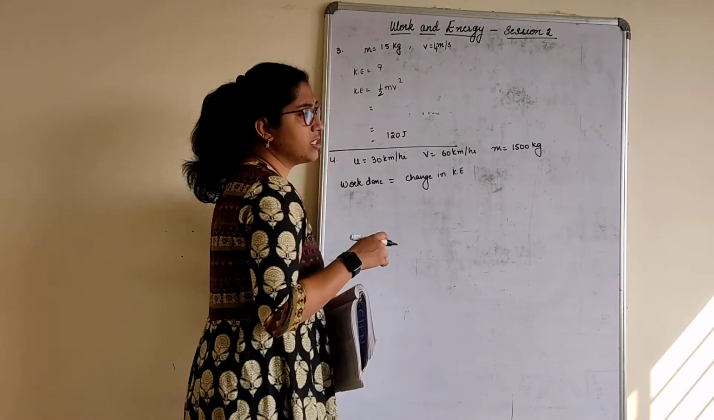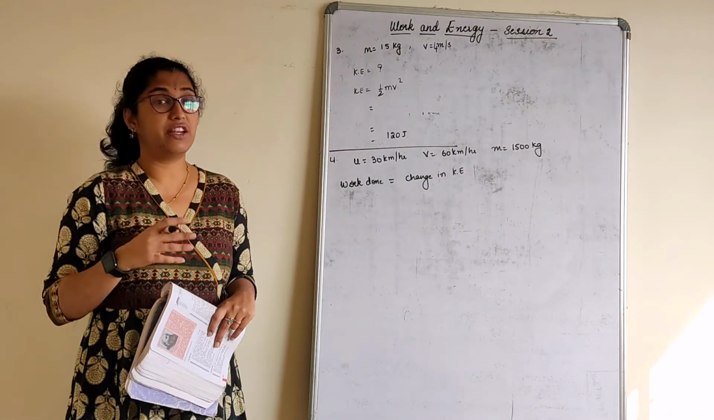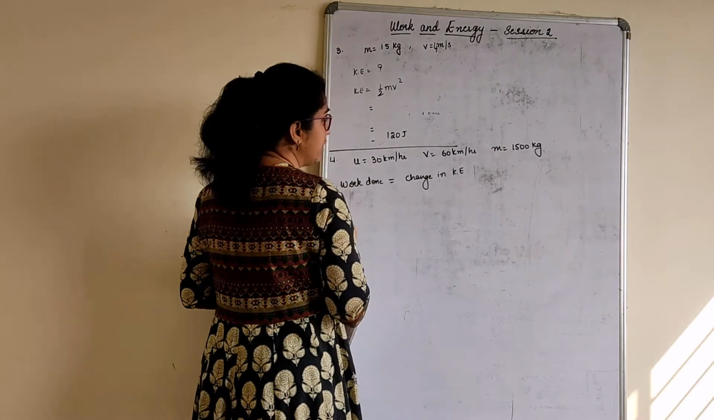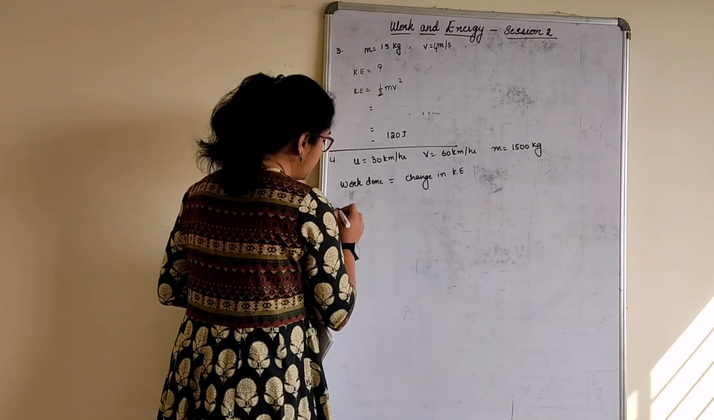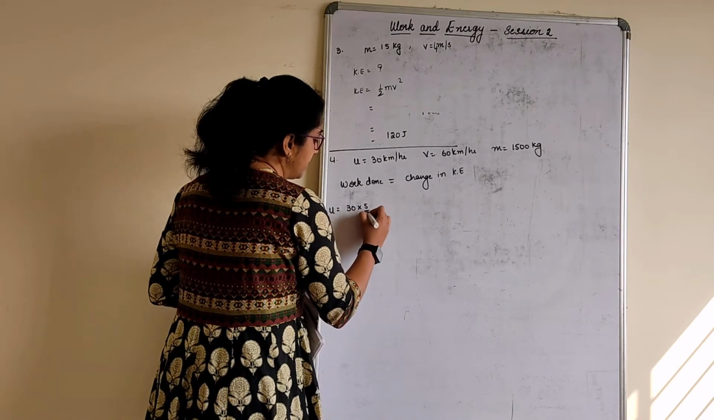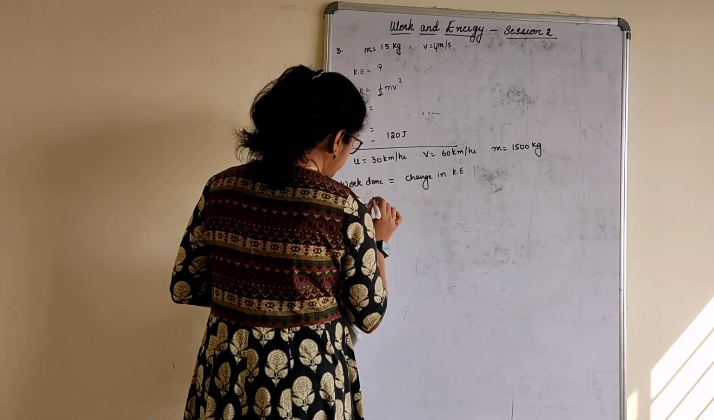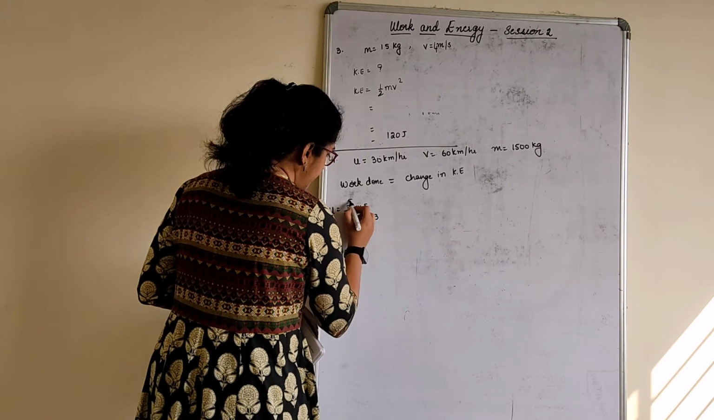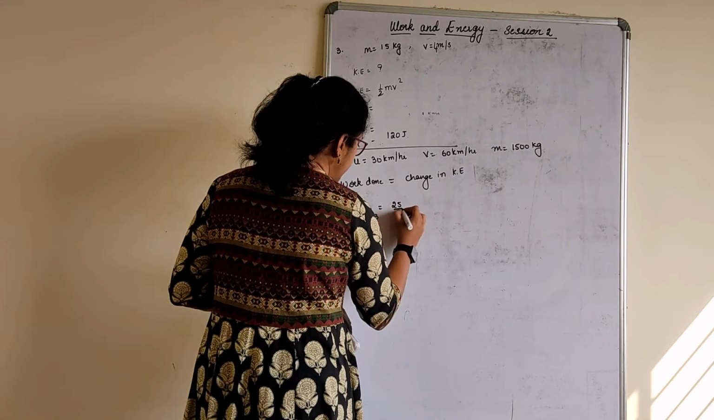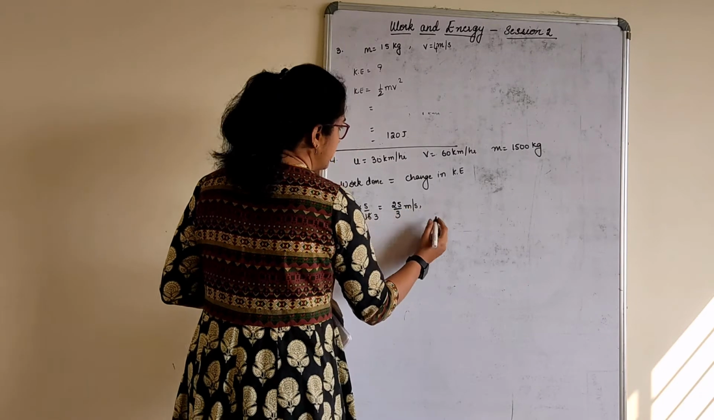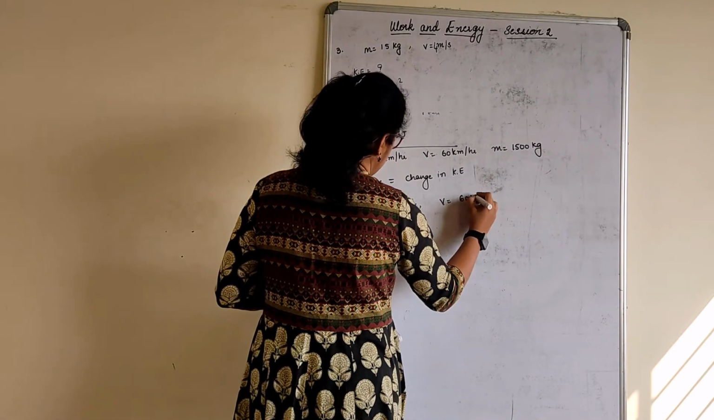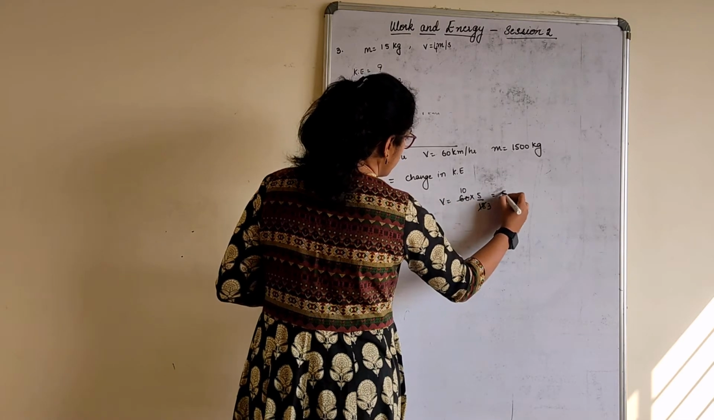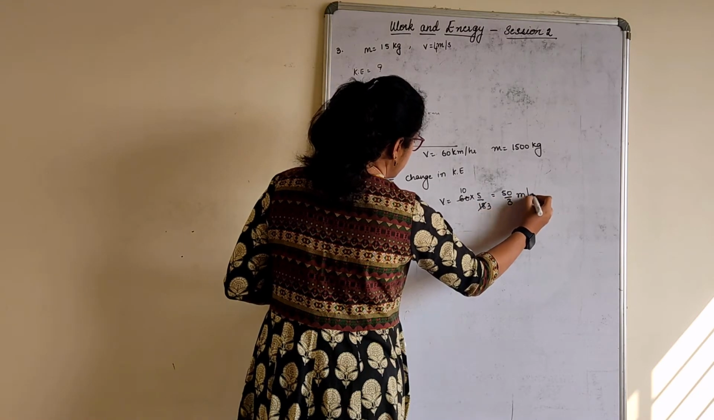So change in kinetic energy is given by kinetic energy with respect to final velocity minus kinetic energy with respect to initial velocity. First of all, 30 km per hour, children, you have to convert this into 30 into 5 by 18. So 6 3s are 18, 6 5s are 30. So this is 25 by 3 meters per second, and v is 60 into 5 by 18. 6 3s are 18, 6 10s are 60. So 50 by 3 meters per second.